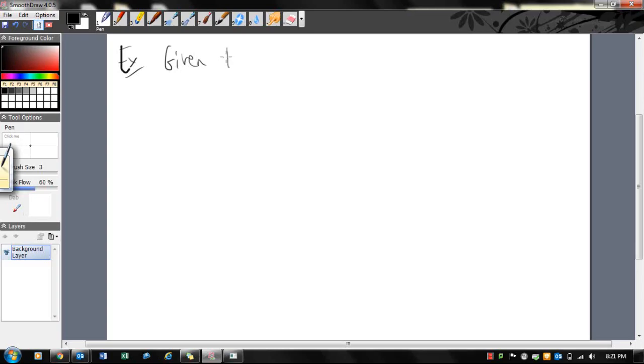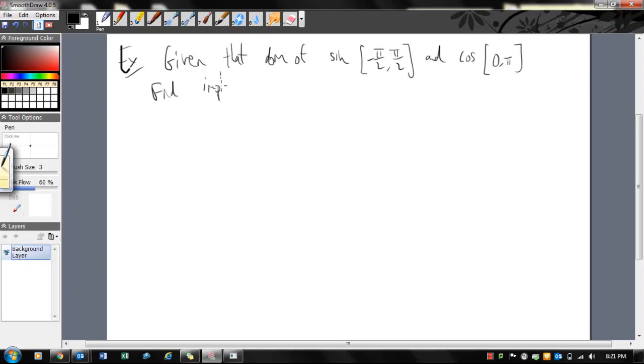So given that the domain of sine is negative pi on 2 to pi on 2, and the domain of cos is 0 to pi, the domains are restricted to that. What we're trying to do is find the implied domain and range of the following. So I'll just write: find the implied domain and range of, and I'll just grab one.